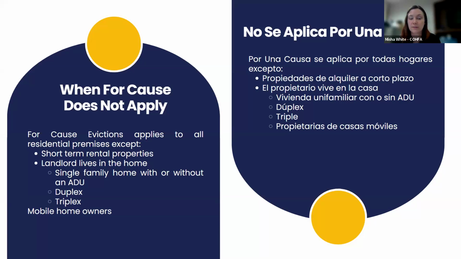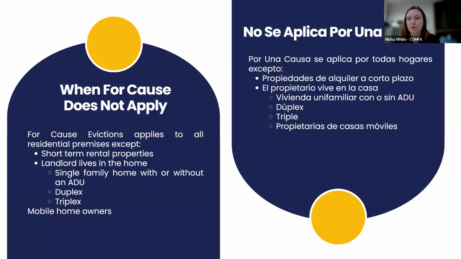If a landlord lives in the home, that would be in a couple of different scenarios. That's if it's a single family home with or without an accessory dwelling unit. Some folks call those casitas, some call them mother-in-law units. Or if it's a duplex or a triplex, but in all of these cases, the landlord needs to live on the property. And then mobile homeowners.